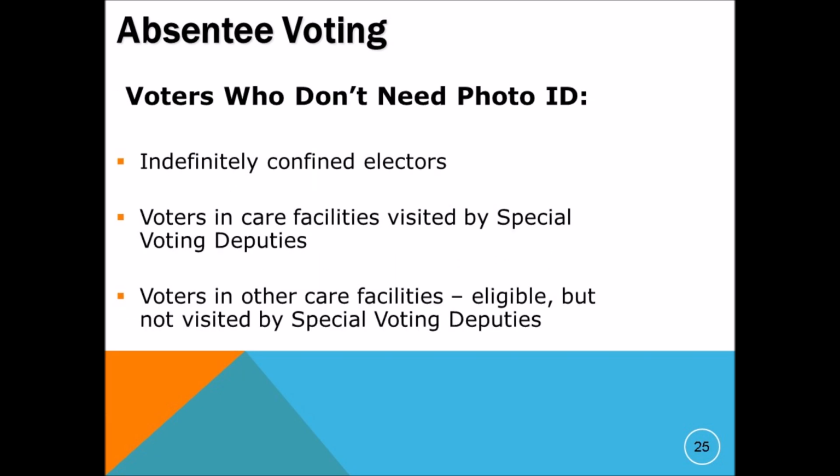And indefinitely confined voters, or voters who have a hard time getting to the polls due to age, illness, or disability, can request that a ballot be automatically sent to them for every election. They will continue to receive a ballot for every election until they fail to return one. Indefinitely confined voters are not required to send photo ID with their request. Instead, indefinitely confined voters will have a witness sign their absentee ballot certification envelope to verify the voter's identity.